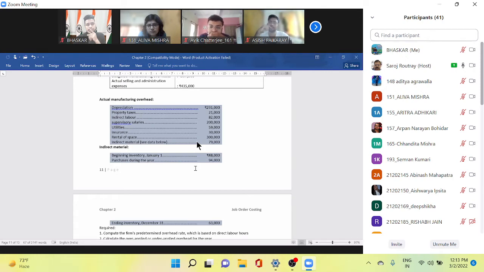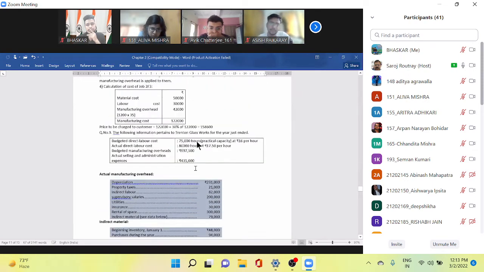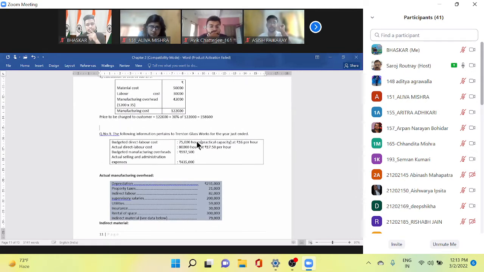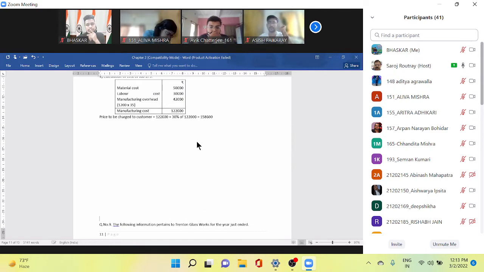Compute the firm's predetermined overhead rate, which is based on direct labor hours. Calculate the over-applied or under-applied overhead for the year. Okay, so same question. The format of putting the question is different.